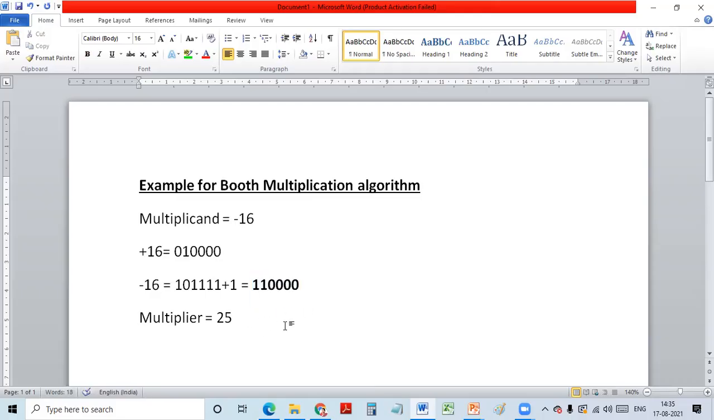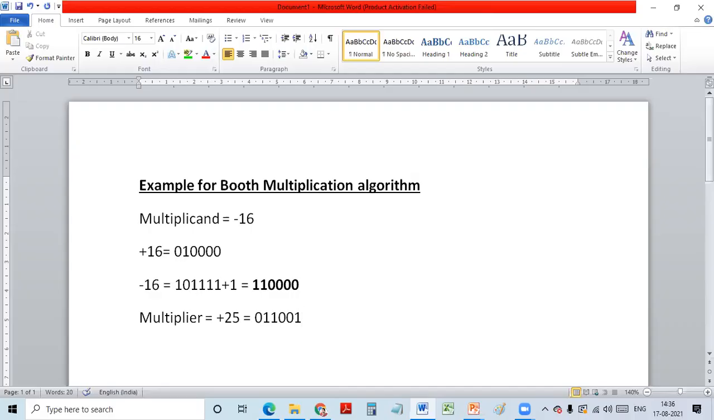And coming to the multiplier, it is 25. 25 in binary is 11001, ma'am. It is 25, so the number is positive. Plus 25 is 0 1 1 0 0 1. Yes, ma'am, 16 plus 8 plus 1, that is 24, 25. Right? So this is the multiplier.